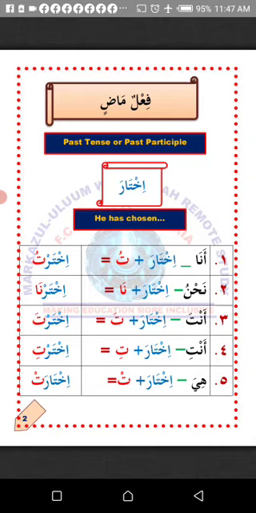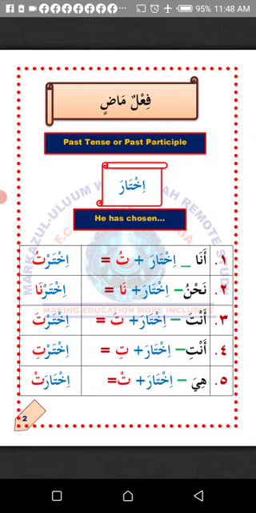All you need to do is to attach ta'un carrying dhamma to the last letter. Then you give sukun to the letter before it. So the verb ikhtara will now become ikhtartu, which means I have chosen. So you may ask me, there was alifun in ikhtara. However, the alifun is now missing out in ikhtartu.